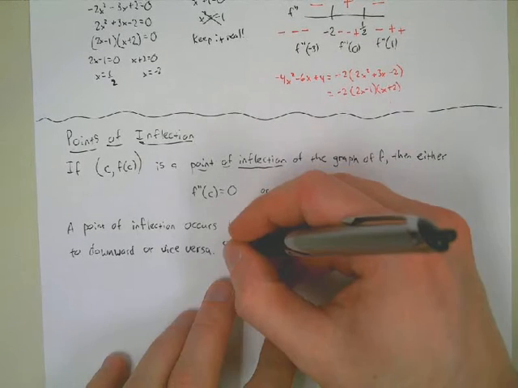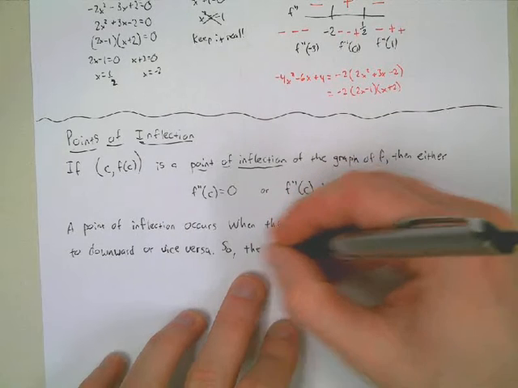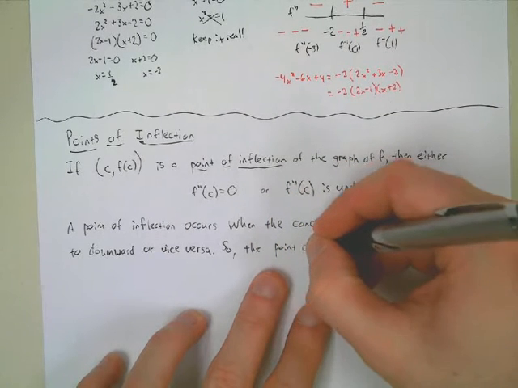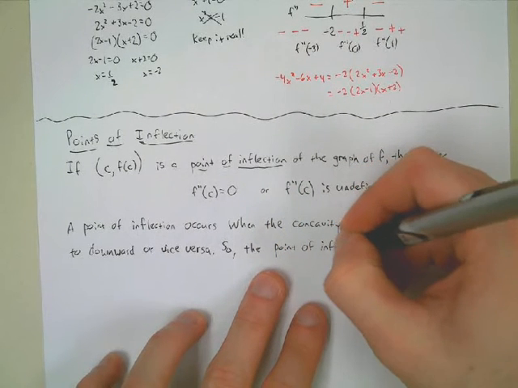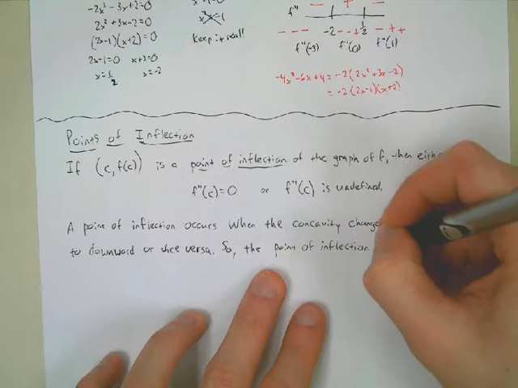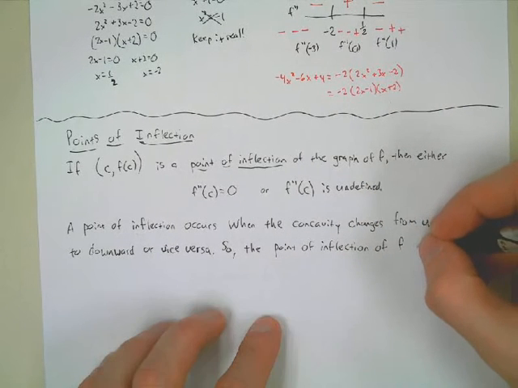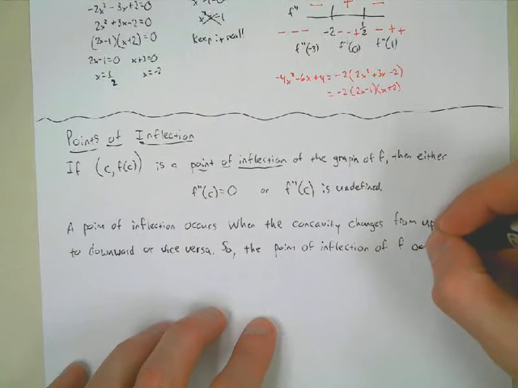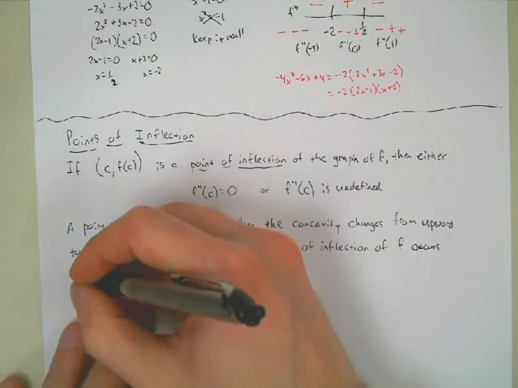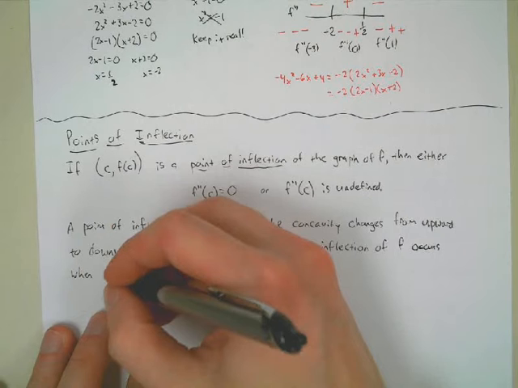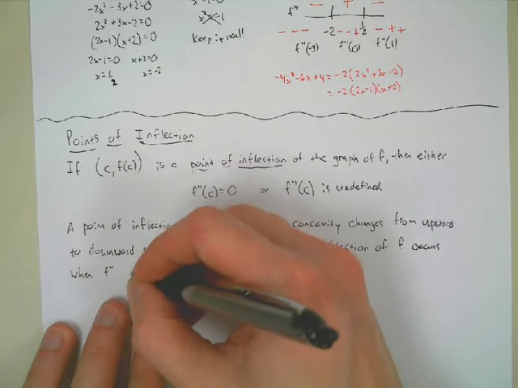So the point of inflection of f occurs when f prime prime changes from negative to positive or vice versa.